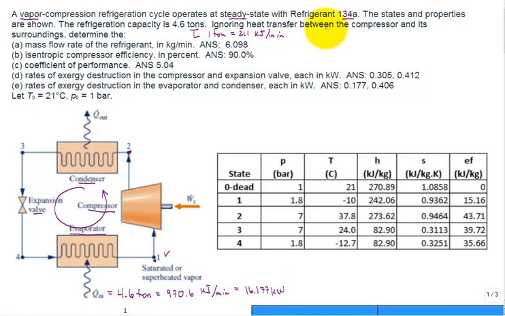Ignoring heat transfer between the compressor and its surroundings. So this is basically ignore heat transfer. Same with the expansion valve. You're going to ignore the heat transfer and work for the expansion valve. There is none. And then determine the following. What is the mass flow rate of the refrigerant in kilograms per minute? Well, we take a look here. We do an energy balance around that evaporator.